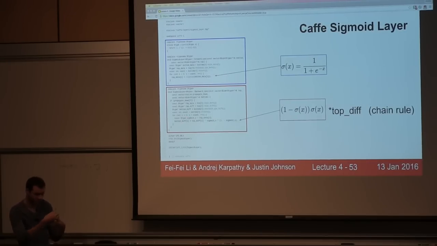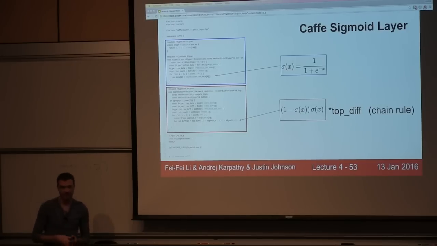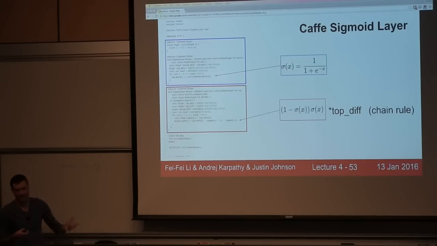So they call the gradients diffs. And you compute the bottom diff as the top diff times this piece, which is really the local gradient. So this is chain rule happening right here through that multiplication. And that's it. So every single layer has just a forward-backward API. And then you have a computational graph on top, or a net object, that keeps track of all the connectivity.